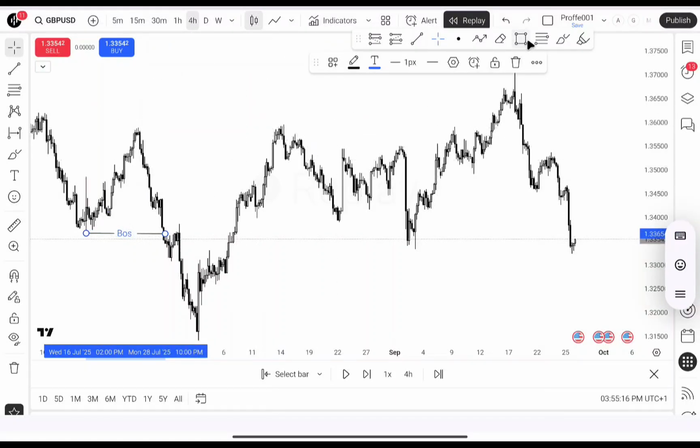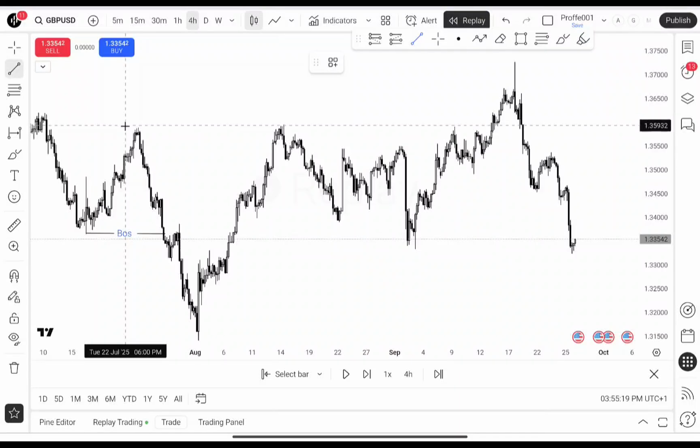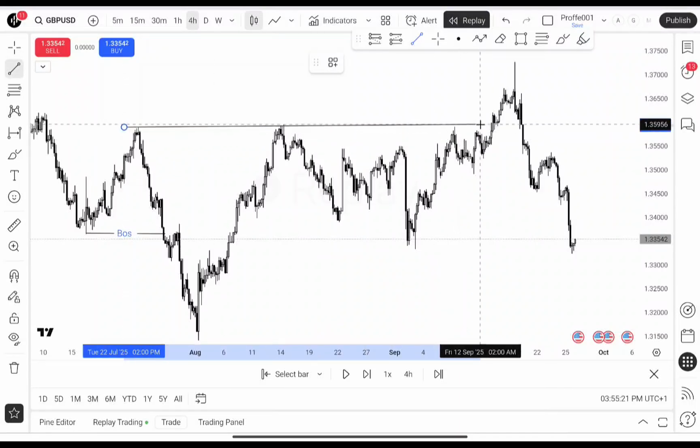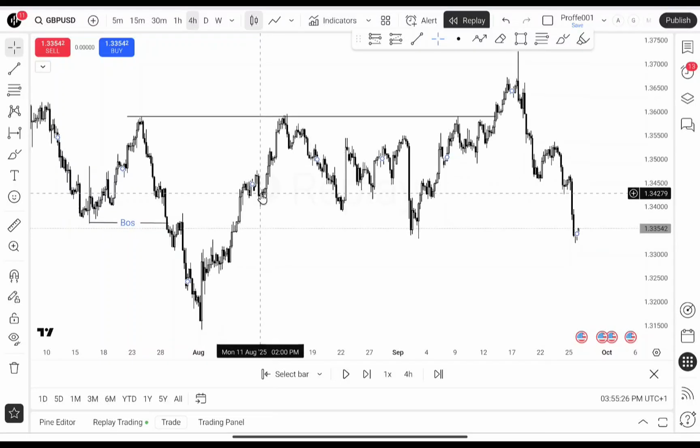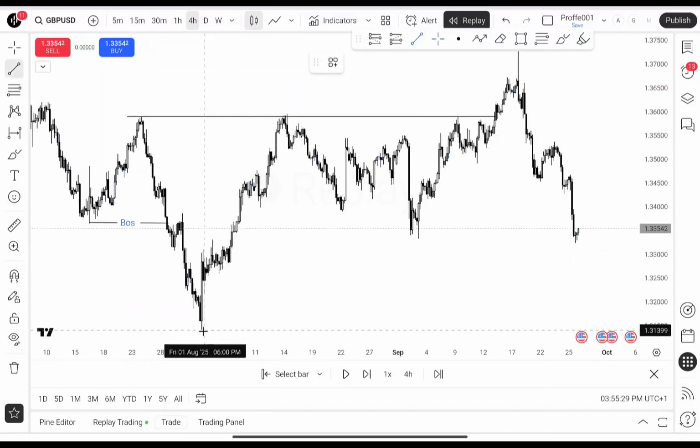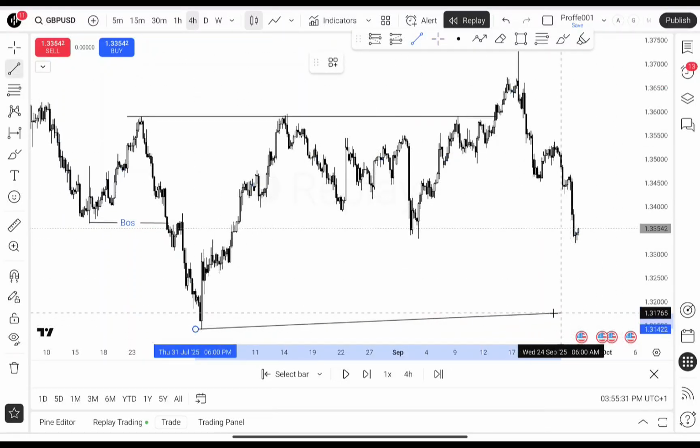After the break of structure, what do we mark out? Our swing high. This is the 4 hours time frame market structure, the one I explained first. Our swing high. The next one is what? The next one is our swing low.